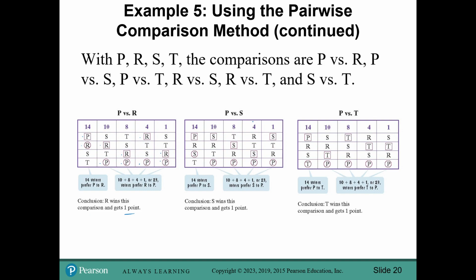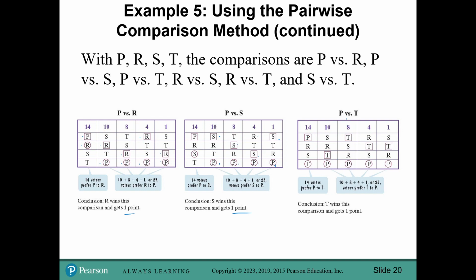Now we compare P versus S. So in the first one, P beats S. So 14 voters prefer P to S, but in all the rest of them, S beats P. Okay, so S gets 23, P gets 14. Therefore, S wins 1 point here because 23 is bigger than 14. We keep going and keep doing this.